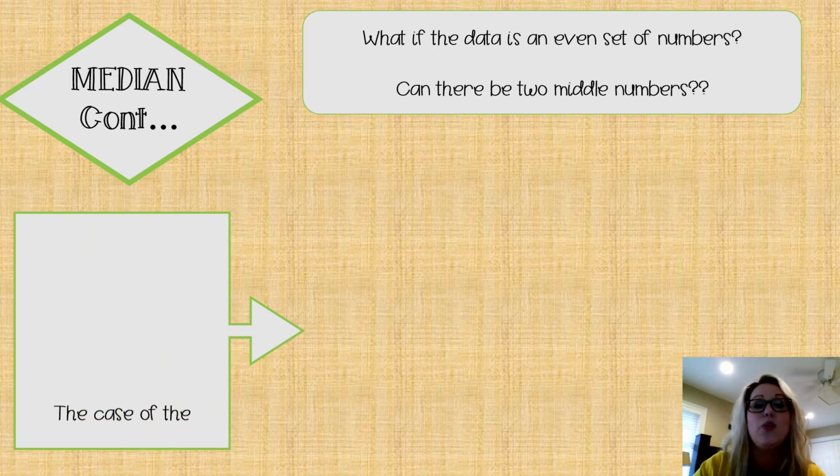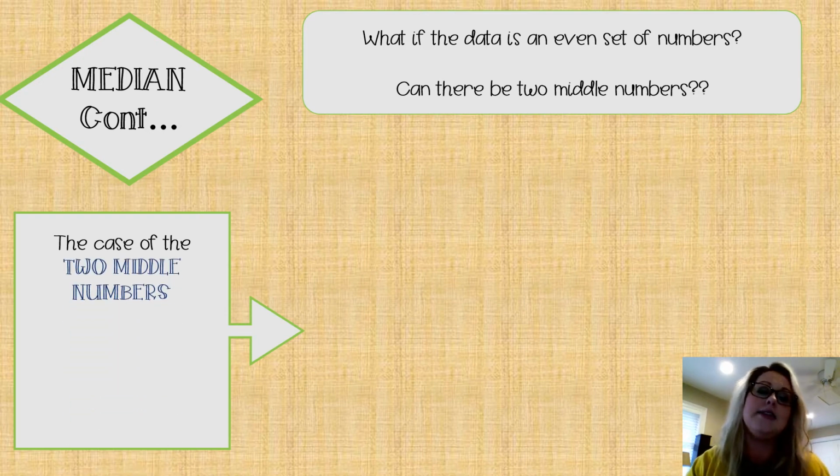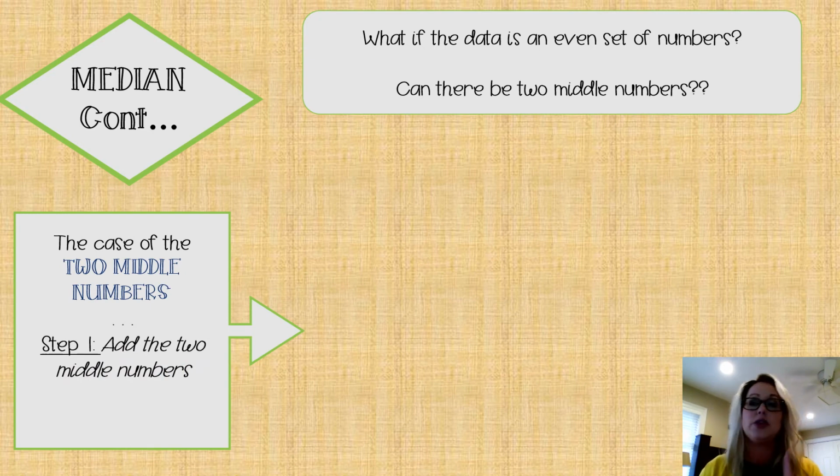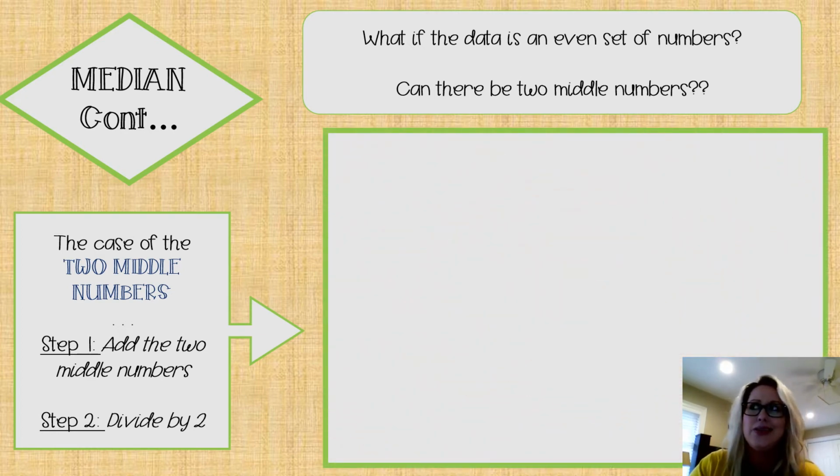And this is what we need to do when we can't figure out what the middle is, when we see two of them. So this is the case of the two middle numbers. It's a problem. So when this happens, the first thing we're going to do is take those two middle numbers, whatever they are, add them together. Then we're going to divide them by 2. We're actually finding the mean or the average of those two middle numbers. It's kind of cool. So we're kind of doing mean and median at the same time.